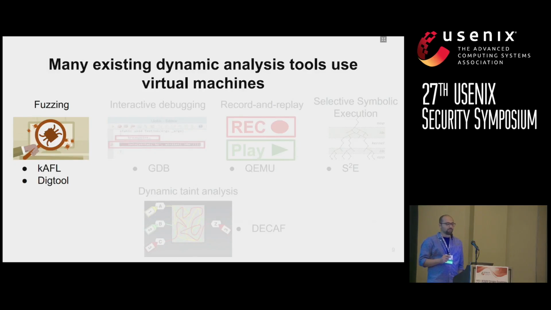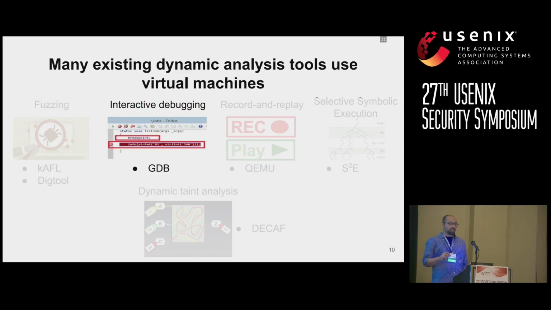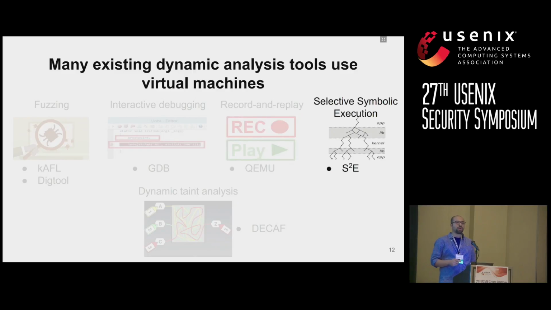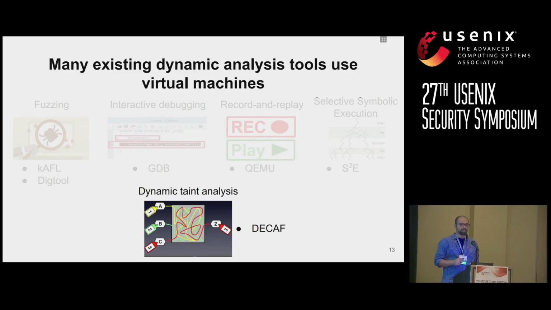Many existing dynamic analysis tools use virtual machines. For example, two fuzzers, KFL and DIG tools, that were introduced last year at USENIX Security, use virtual machines to work. And if you want to use GDB for the kernel, you need a virtualization environment. QEMU, with the help of virtualization, provides some record and replay. S2E also uses virtualization, and a whole-system dynamic taint analysis tool called DECAF also uses virtual machines.